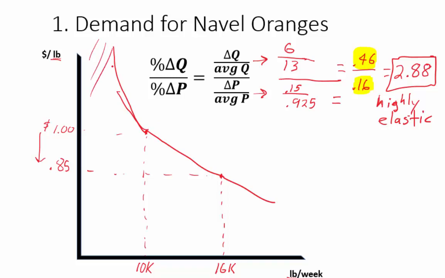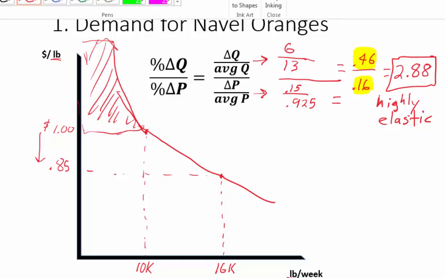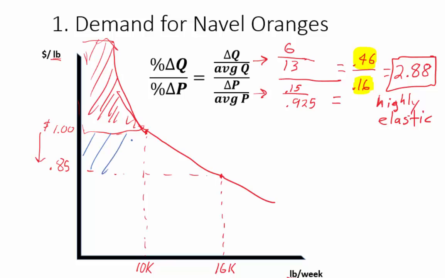Okay, so the existing consumer surplus before the price change was all this in here. And again, we have no way of calculating that without knowing this demand curve. But we do know the change in consumer surplus when the price goes down from $1 to 85 cents, because what we're doing is adding this area right here of consumer surplus. And that area consists of a rectangle right here.